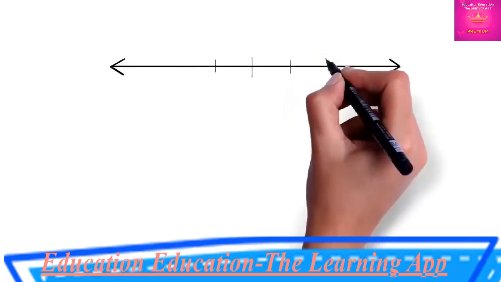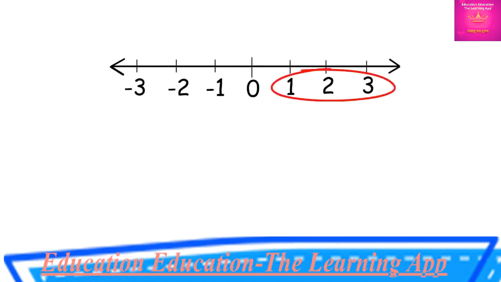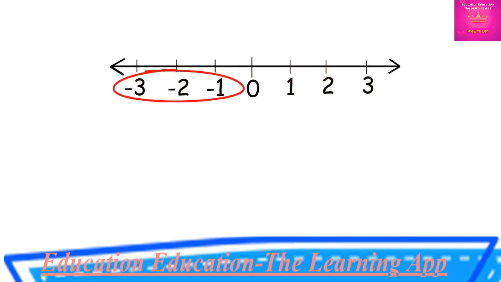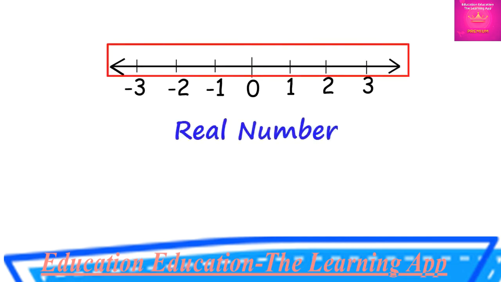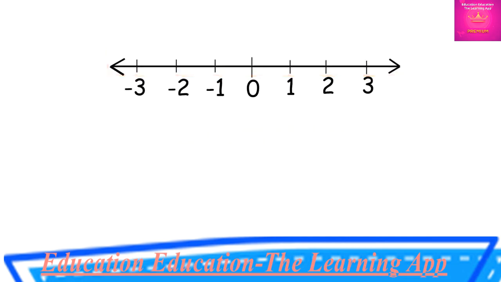To understand what real numbers are, all you need to understand is the number line. Positive numbers to the right of 0 and negative numbers to the left of 0. You will hear various complicated definitions of real numbers, but here's the simplest one. Any number that can be plotted on a number line is called a real number. Let's look at a few examples.